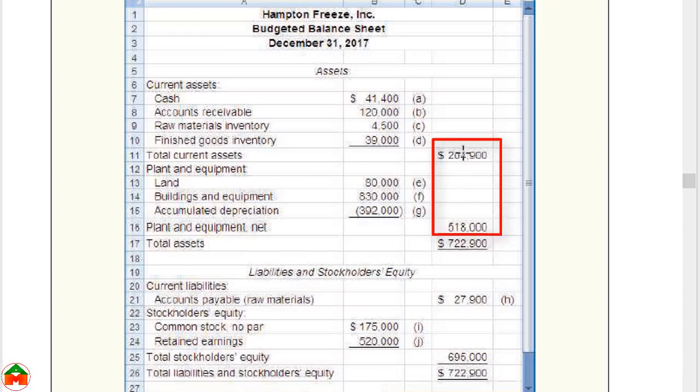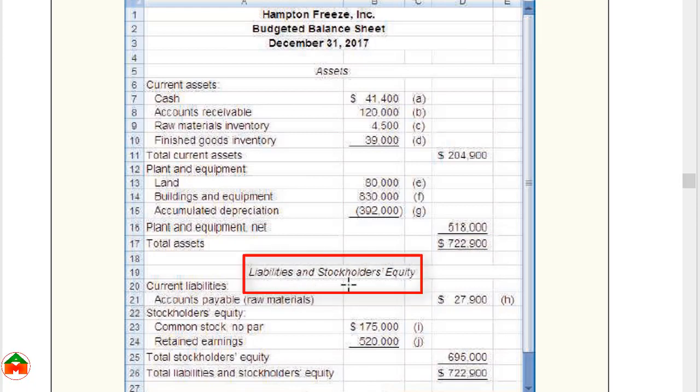If we add these two items, the current assets as well as the plant and equipment, the total assets amount would be 722,900. Then we are going to show the liabilities and stockholders' equity. In the initial stage we will show the current liabilities, then the long-term liabilities if any, then the stockholders' equity. After that we will add the liabilities and equity.